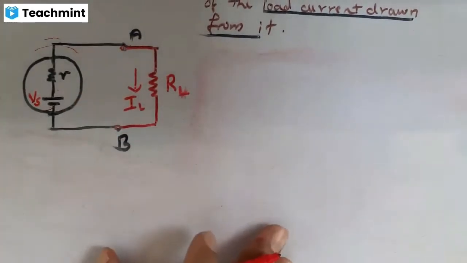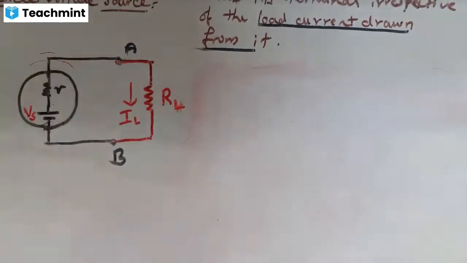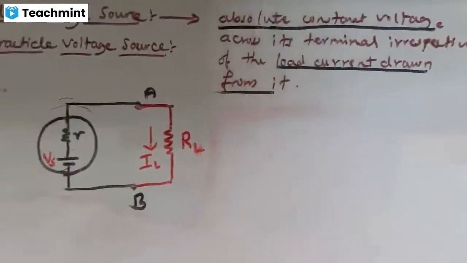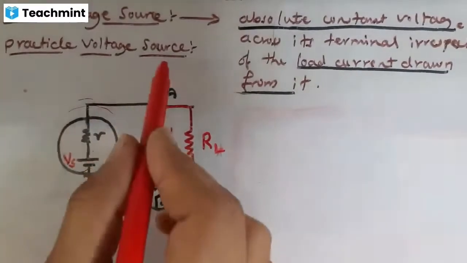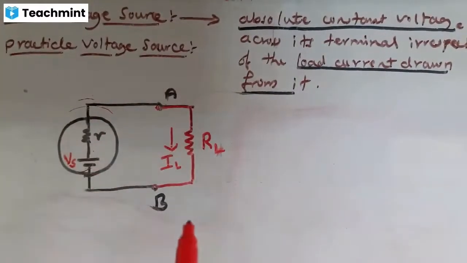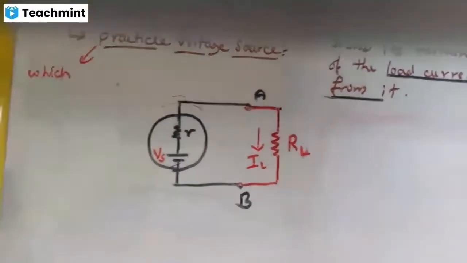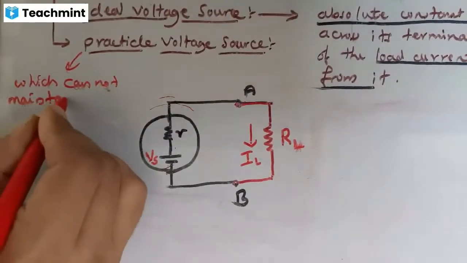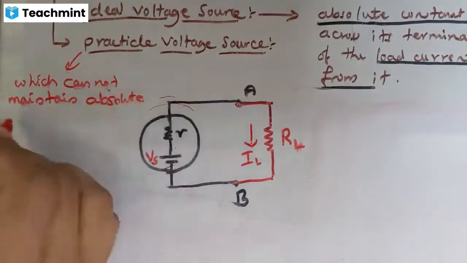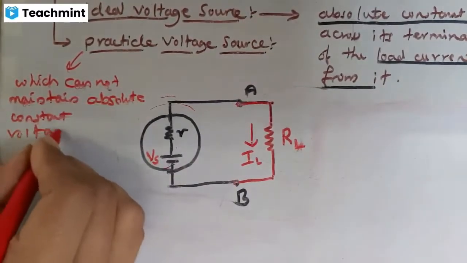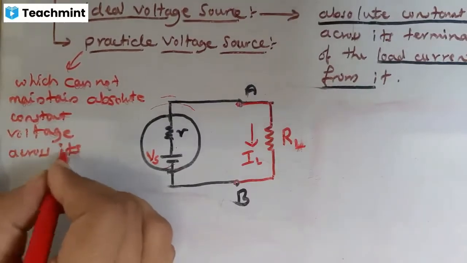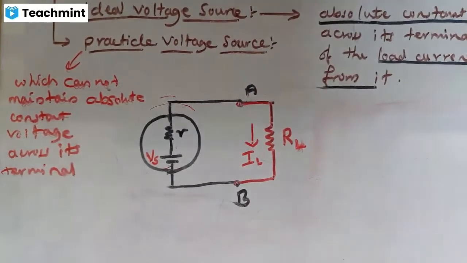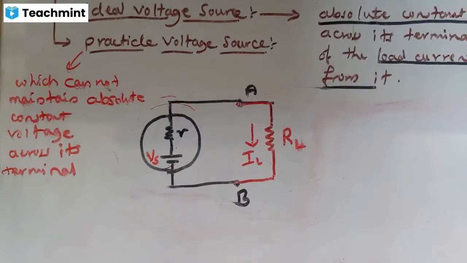Okay, so let us see what a practical voltage source is. You can see what a practical voltage source is here. It is also an active device which cannot maintain an absolute constant voltage across its terminals. That is what a practical voltage source is.